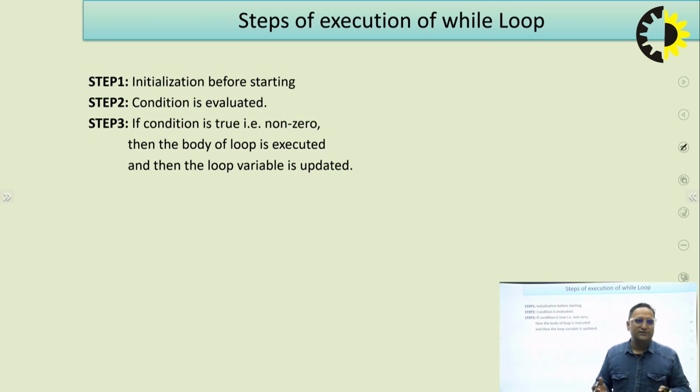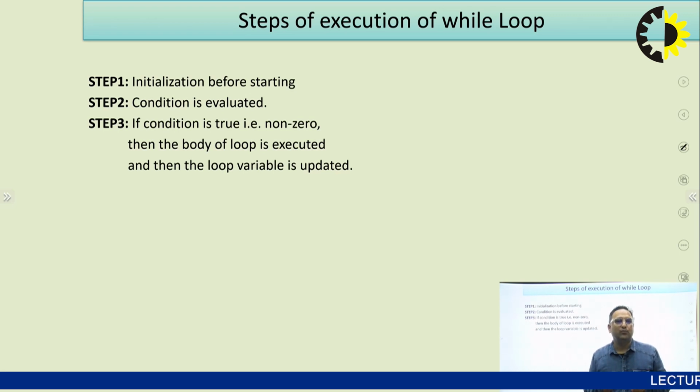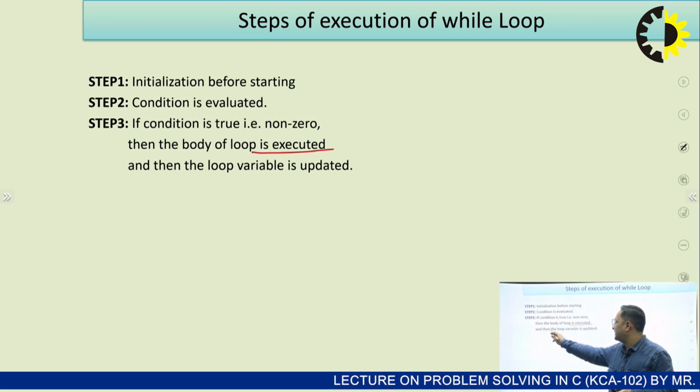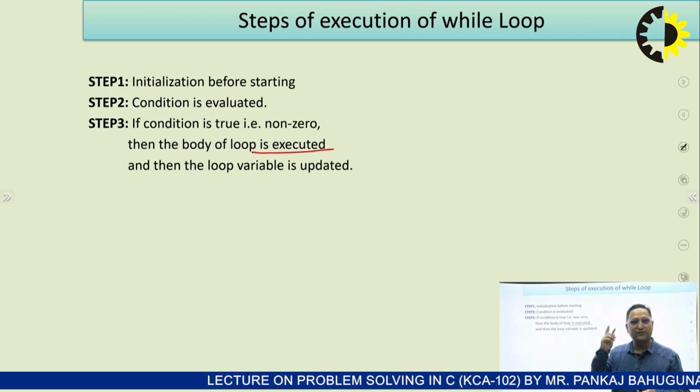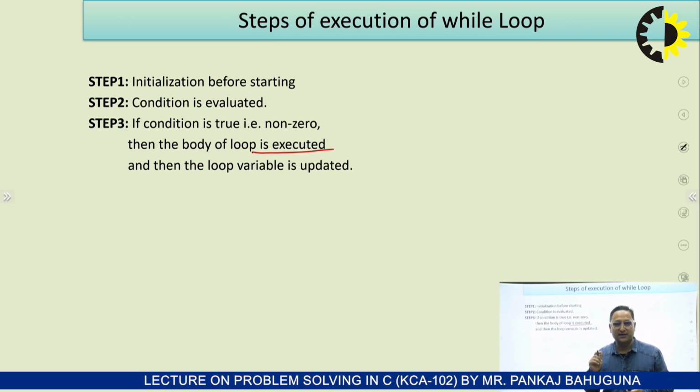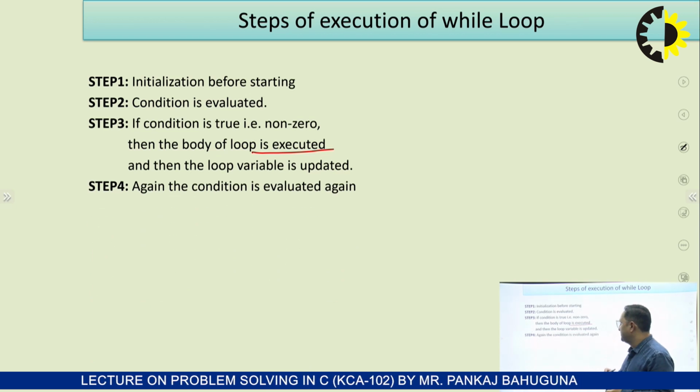All of the conditions which return a Boolean value, true or false, you can use in the loop condition, right? Once the condition is true, the body of the loop is executed. And then the loop variable is updated. What does that loop variable mean? The value a, which we have just initialized. So this is the third step.